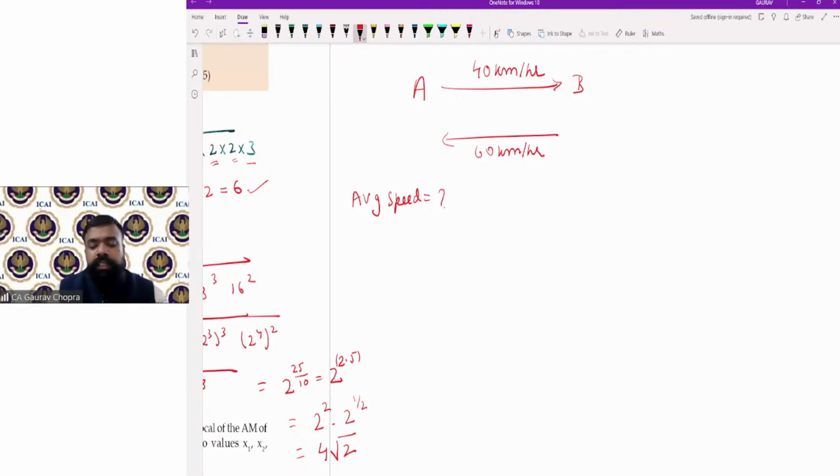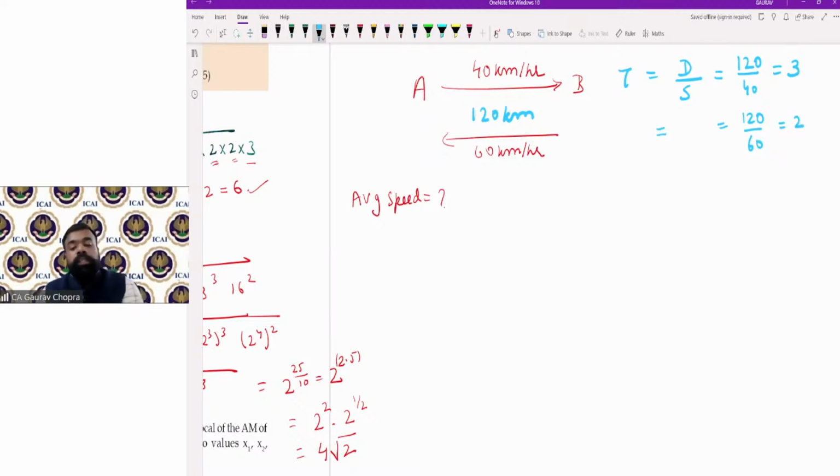Let's take a distance. You can take any distance. I am taking one for easy calculation. Let's say the distance from A to B is 120 kilometers. So how much time will be required to reach from A to B? Time is equal to distance upon speed. You have done this in lower classes. So 120 divided by 40. It will take 3 hours to reach from A to B. And coming back with a speed of 60, 120 by 60, that is 2 hours.